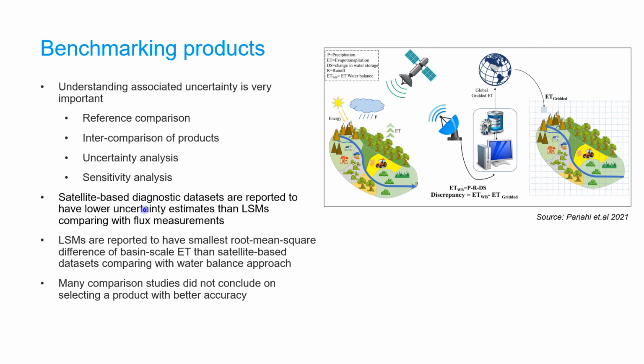The satellite-based diagnostic datasets are reported to have lower uncertainty estimates than land surface models, comparing with flux measurements. While some studies also reported that LSMs or land surface models have smallest root mean square difference at basin scale than satellite-based datasets, comparing with the water balance approach as shown in this figure. Many comparison studies, on the other hand, did not conclude on selecting a product with better accuracy.